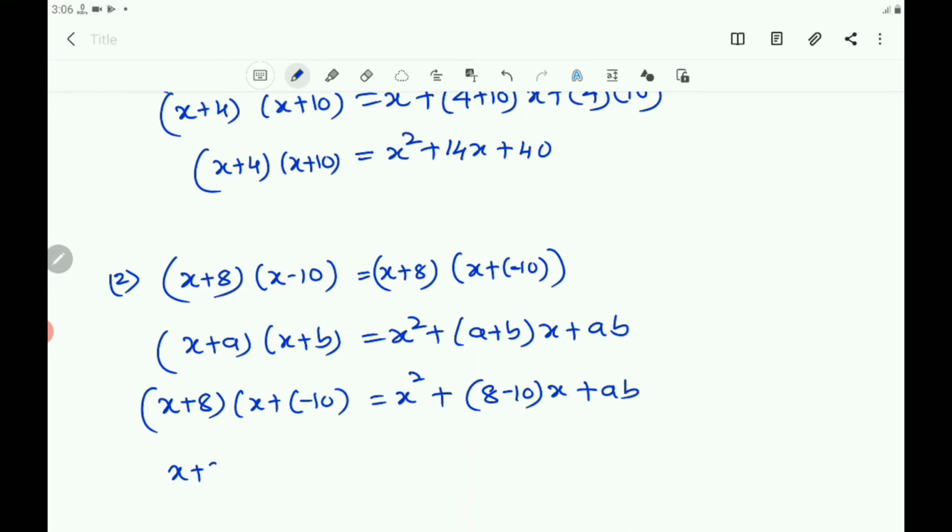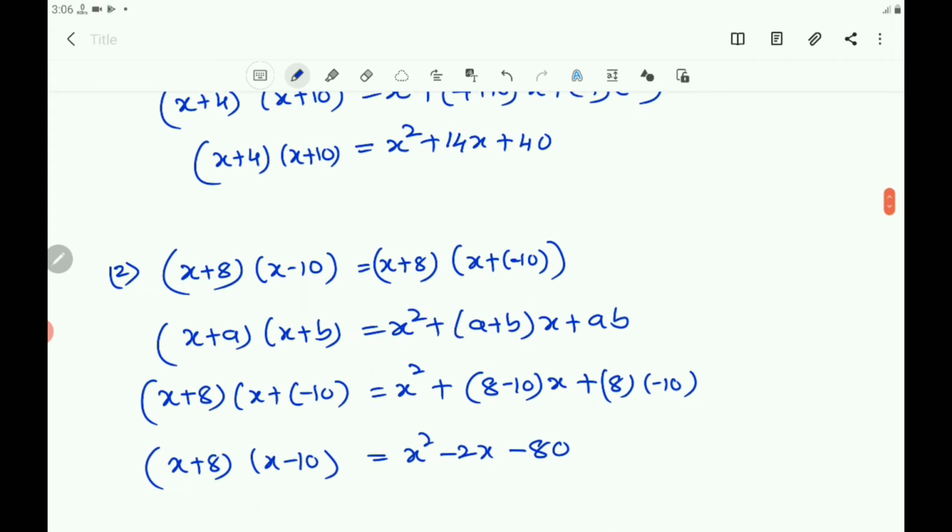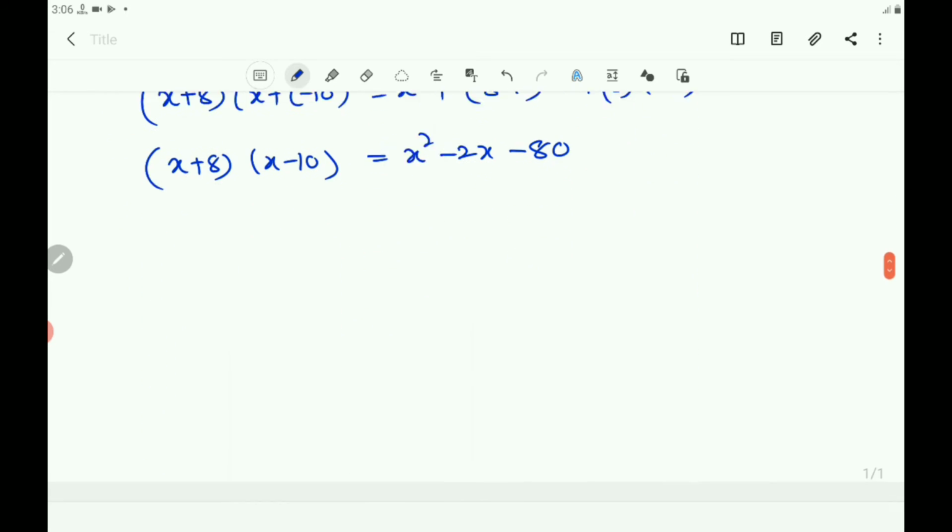So (x + 8)(x - 10) equals x square, 8 minus 10 is minus 2x, plus here ab, that is 8 into minus 10. Then 8 into minus 10 is minus 80. Now you take the third one.